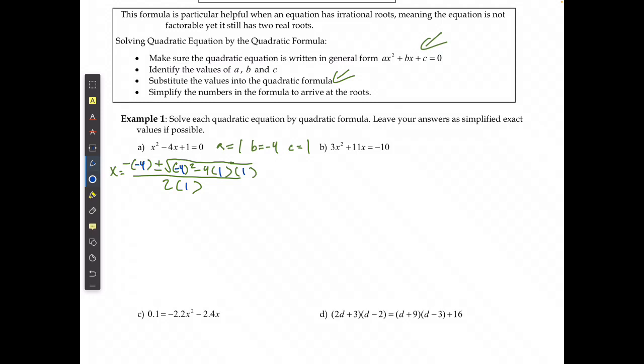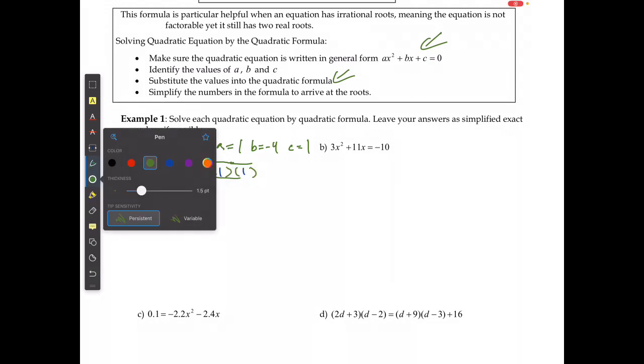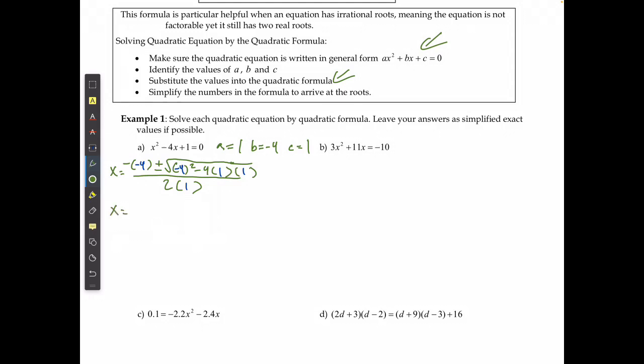And now we're going to start by simplifying the top left, just inside the radicand. Don't put the square root into your calculator, and what's in the denominator. So I can say that x is going to equal negative negative 4 is positive 4, plus or minus the square root of negative 4 squared minus 4 times 1 times 1, is going to give me 12, all divided by 2.